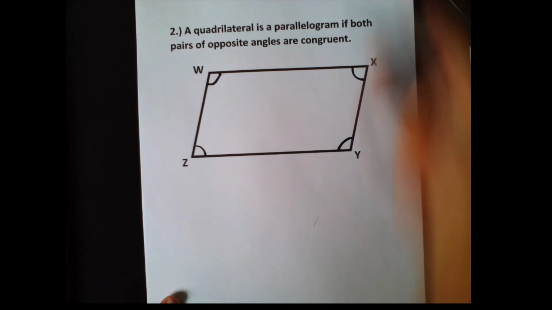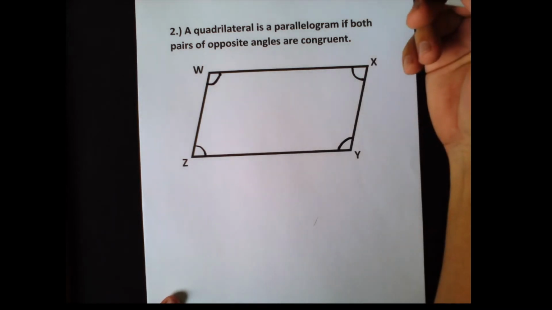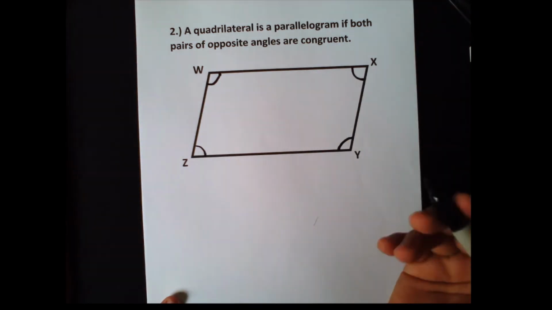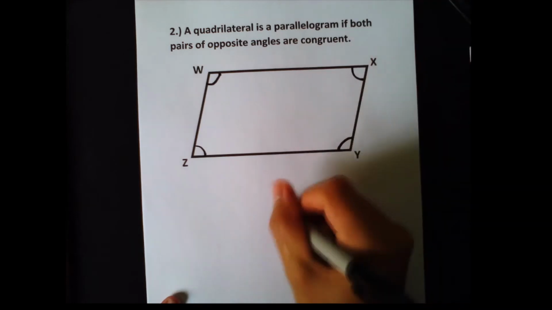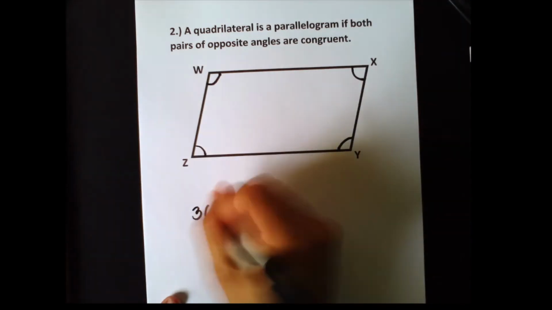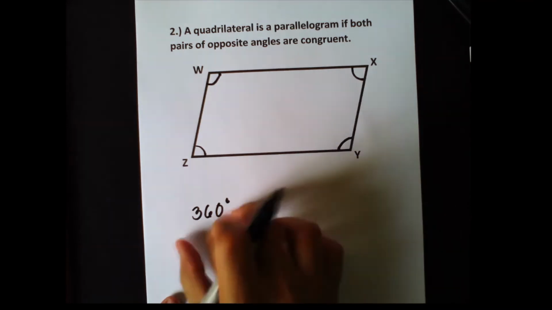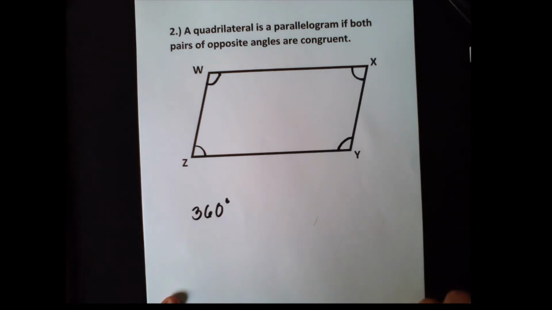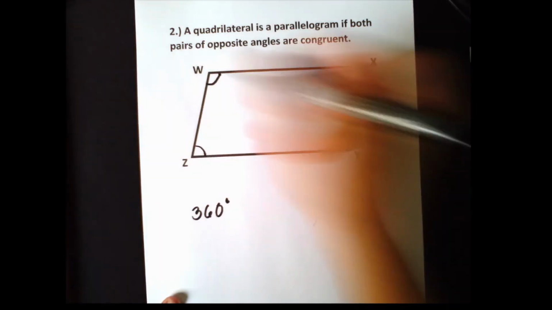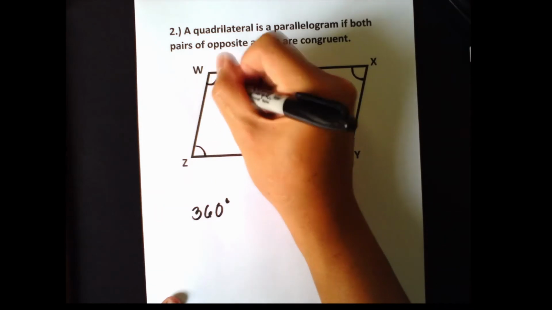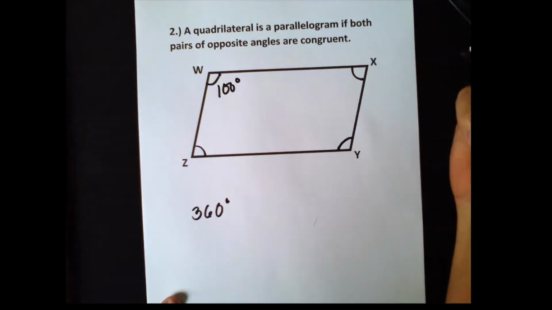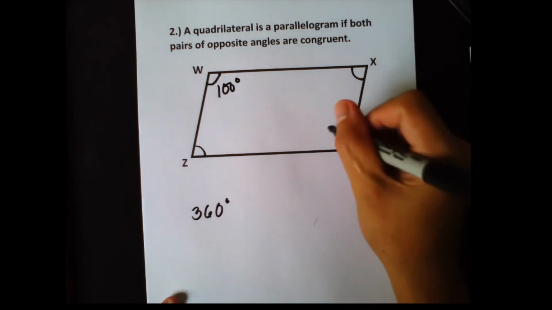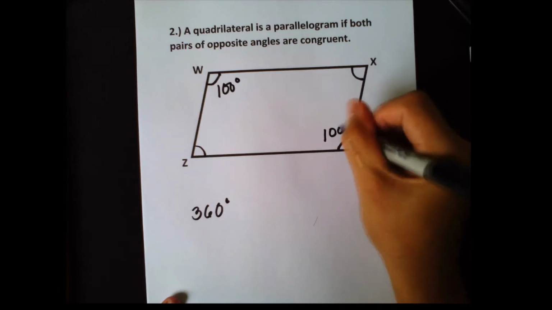Remember that the total measurement of the angles of a quadrilateral is 360 degrees. So this 360 will be divided into 4. For example, if this is 100 degrees, remember the unit for angles is degrees, this will also have a measurement of 100 degrees.